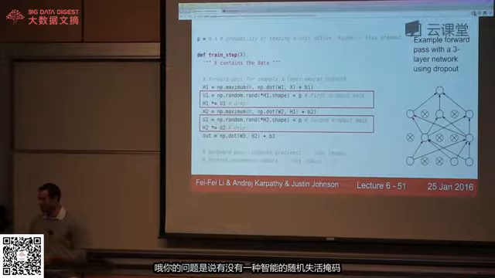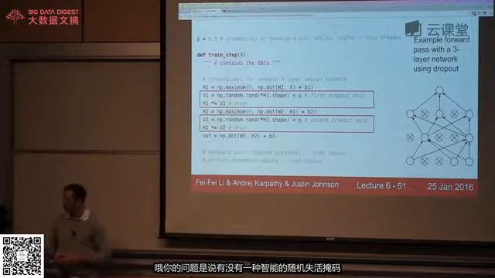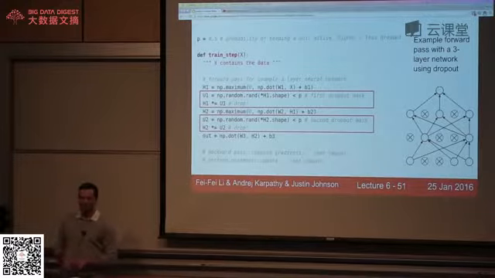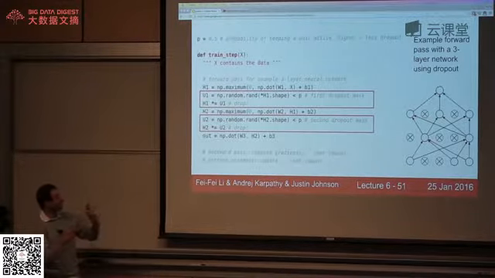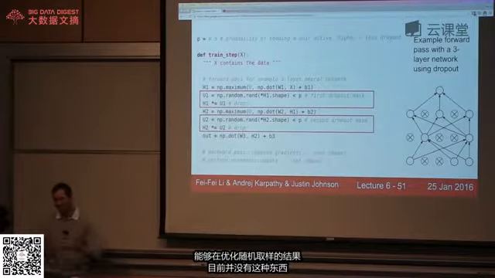But is there a potential algorithm to precisely choose the good ones? Oh, I see. So your question is, can we somehow cleverly choose the binary mask in a way that best optimizes the model or something like that?